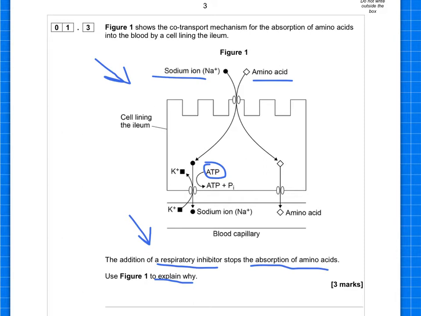So, explain why. Well, you've got 3 marks to explain why, so you've got to use the information that they give you. Okay, well the first thing we said is that no ATP is produced. So what will happen? Well, if you look at the diagram, what will happen is that sodium ions are no longer moved out. So sodium is not moved out of the cell. Alright, so that's the second point. That's because they need to be actively transported.